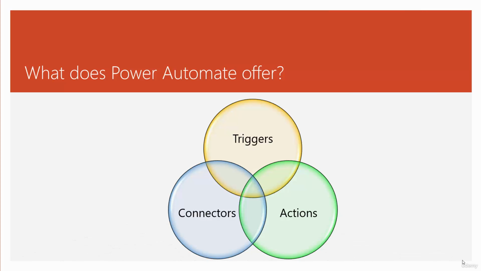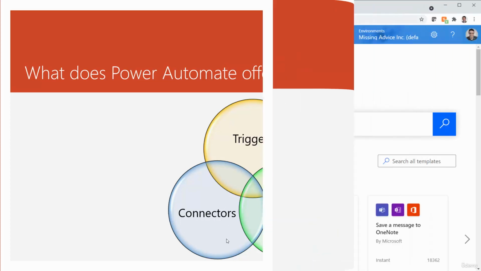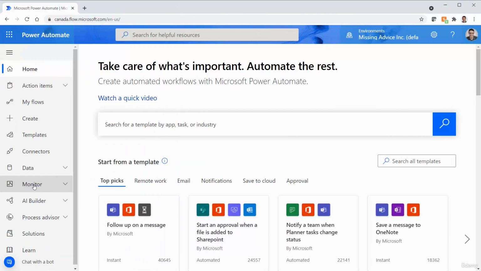So if you remember this slide, Power Automate has triggers, actions, and connectors. Triggers are free, actions are free, but for the connectors, you pay for the license. Let me take you to Power Automate and show you what it means. If you log into flow.microsoft.com, we will talk about this portal and the details inside it.